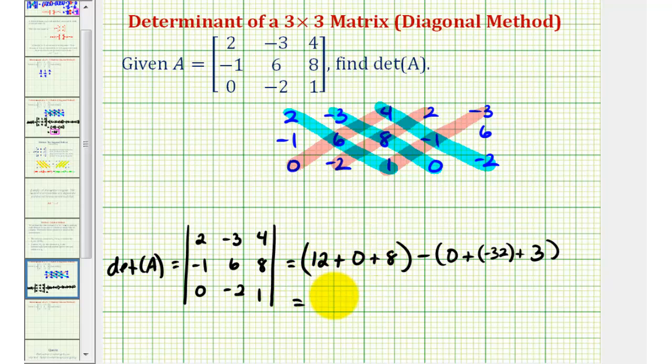So we have 20 minus, this would be -32 plus 3, or -29. Well, minus -29 becomes plus 29, so we have 20 plus 29, so the determinant is equal to positive 49.